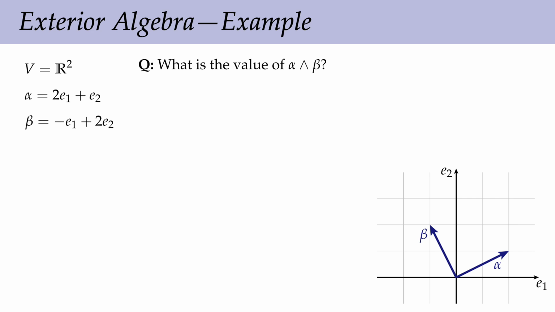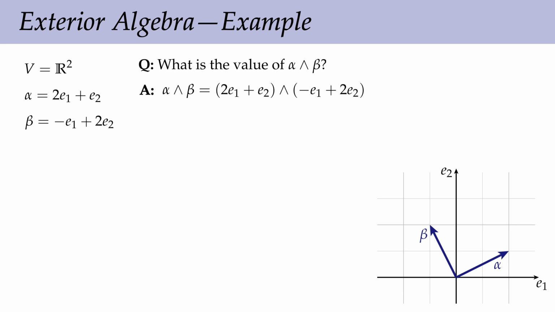Well, the best place to start with any calculation is to just take the symbols you have and make the substitutions that you know, right? So the very, very first thing we should do without thinking about what this means at all is to just swap out alpha for 2e1 plus e2 and beta for minus e1 plus 2e2. Okay, and now you really have to start thinking, right? What are the rules I have for the wedge product and which ones can I apply to this expression?